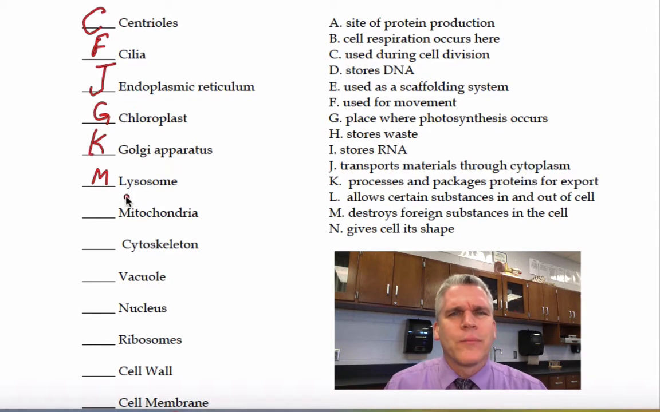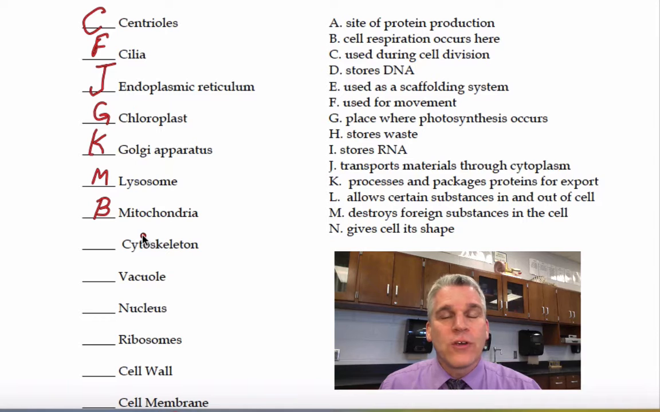I've heard that somewhere before, but I can't place my finger on it. This is where cell respiration takes place. So that is B. The cytoskeleton. Now this is one that was just most recently found, and this is almost like the scaffolding system set up inside of a cell, and these organelles are attached to it. But in a plant cell, they are going to give the cell its shape, and that is letter N.